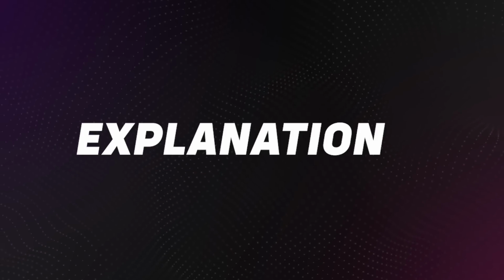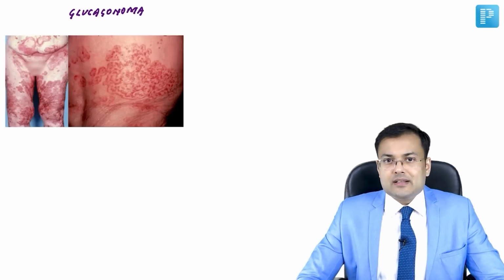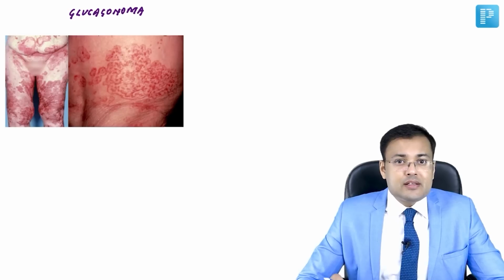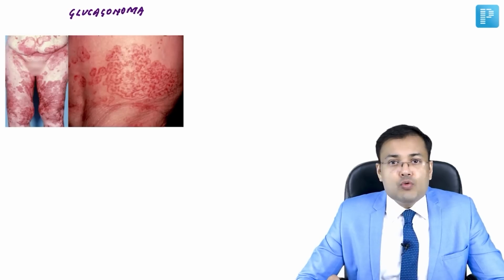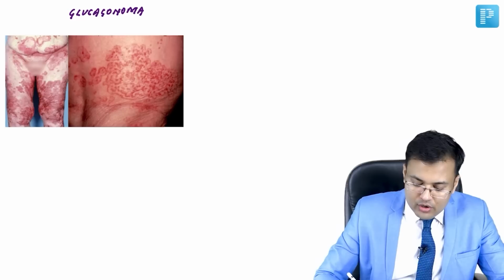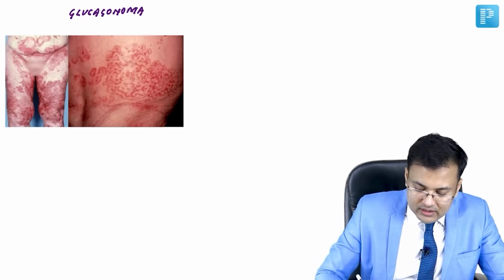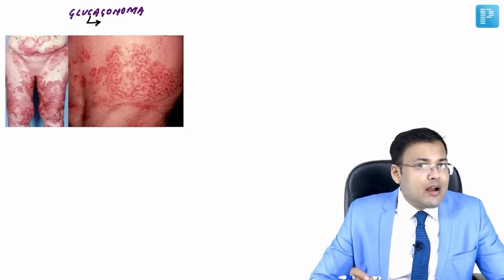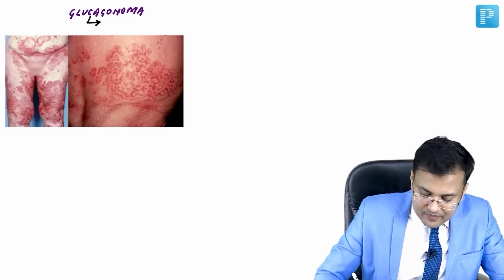Here's the explanation. Now see this typical dermatitis. This is necrolytic erythema migrans, and necrolytic erythema migrans is the most common symptom of glucagonoma. So this is what? Glucagonoma. What is the other name of glucagonoma? It is also known as hyperglycemic cutaneous syndrome.